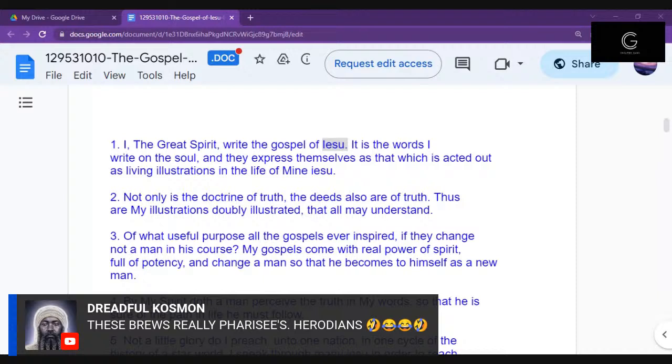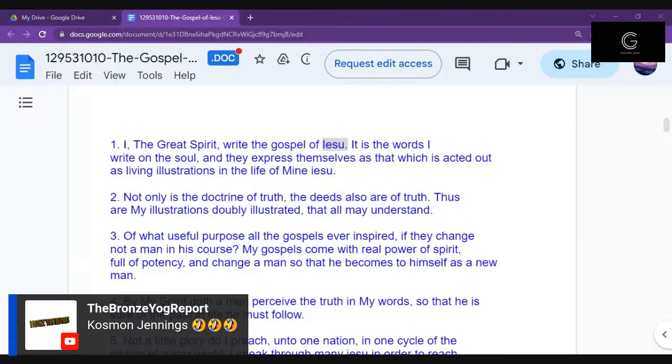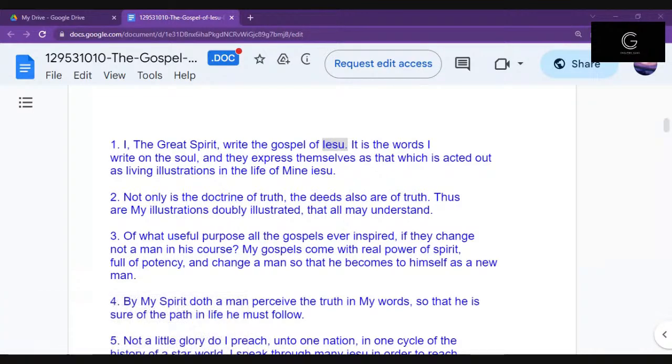Now let's get back to this. Hold on. Now let's get back to the book of the prophet. You dig what I'm talking about? The book of Urantia. What Geno Jennings said? Read. Not only is this a doctrine of truth, the deeds are also of truth. Thus are my illustrations doubly illustrated, that all may understand.